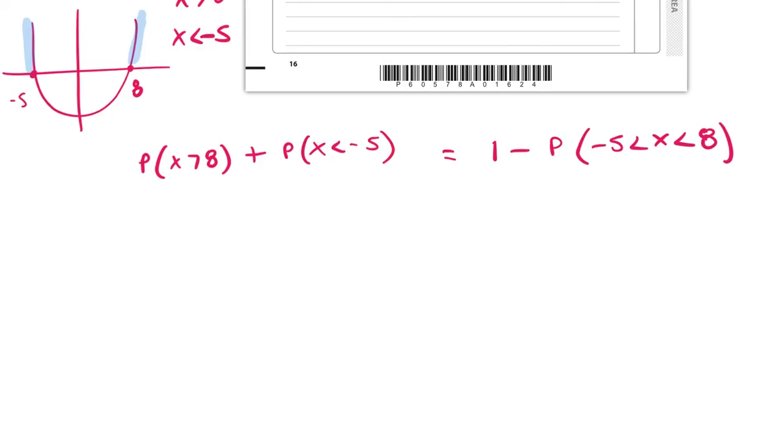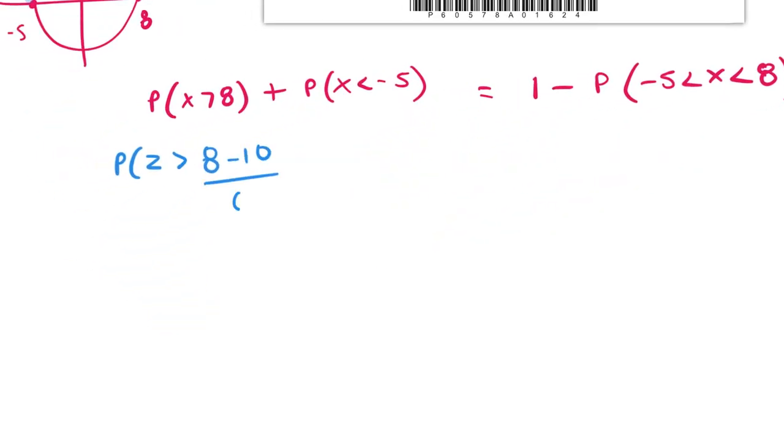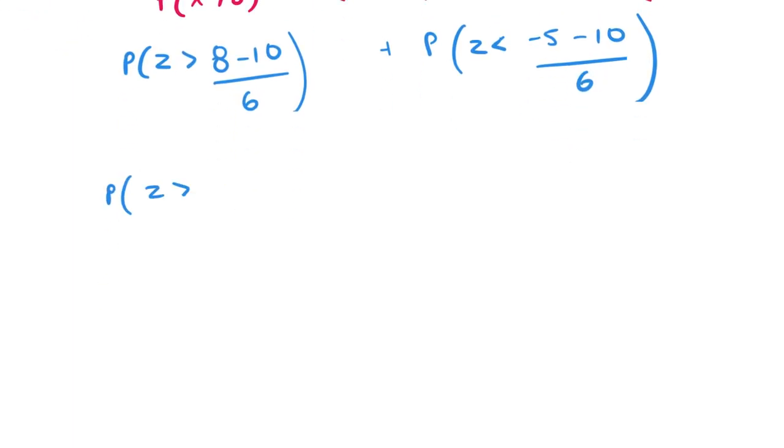So what do we know? We want the probability of our z being greater than, so remember it's always 8 minus 10 over 6. And we've also got the probability of z being less than minus 5 minus 10 over 6. Okay, so let's do one at a time. This is the probability of z being greater than 8 minus 10 over 6 is negative a third. Okay, what is the probability of z being greater than negative a third?